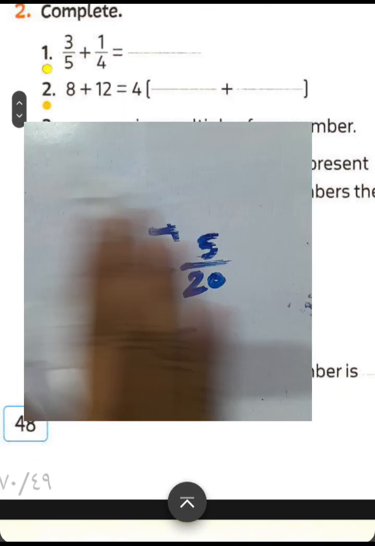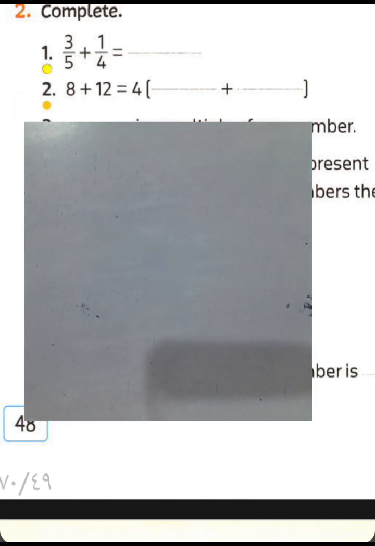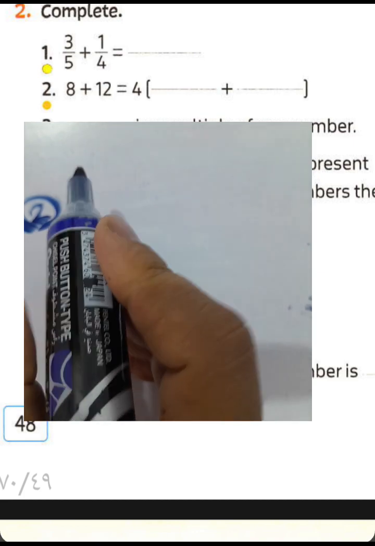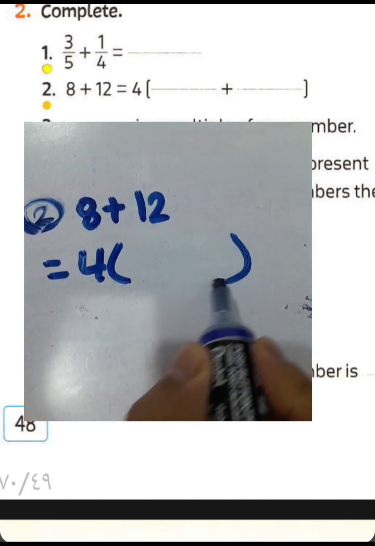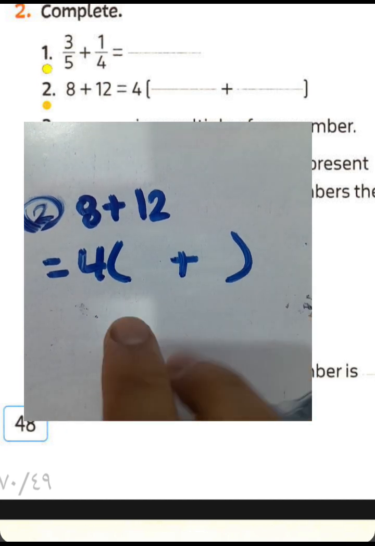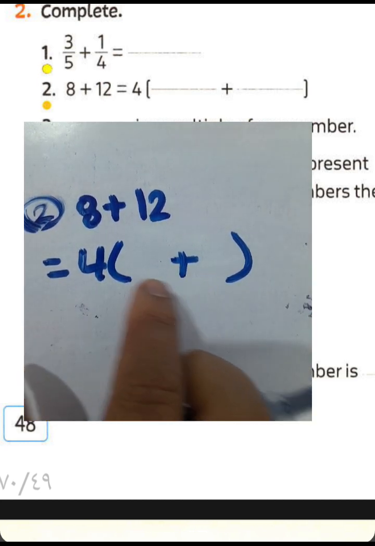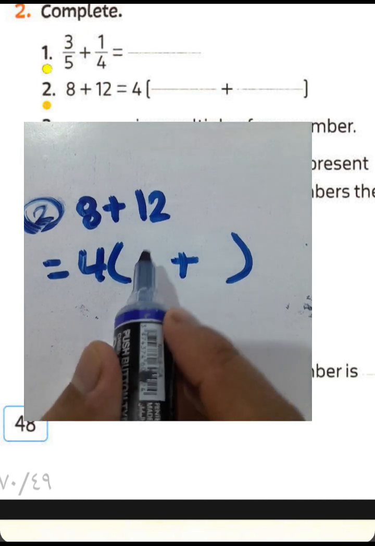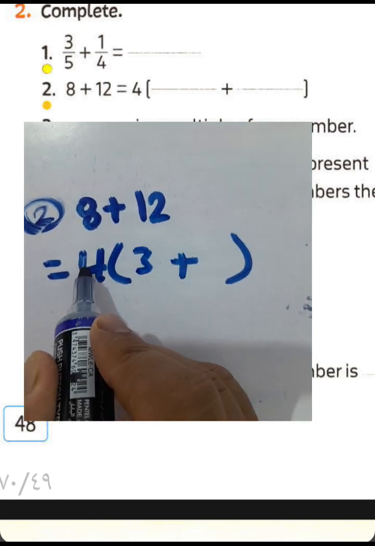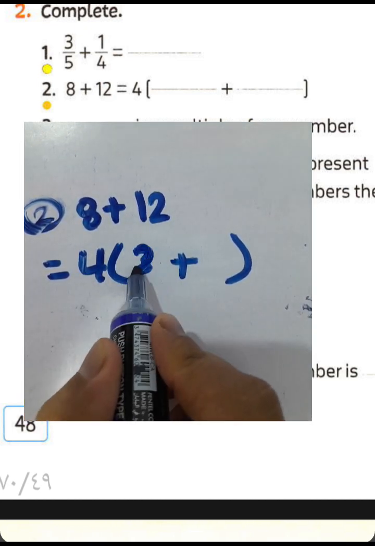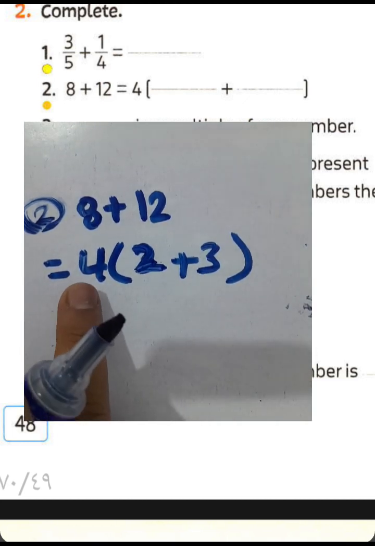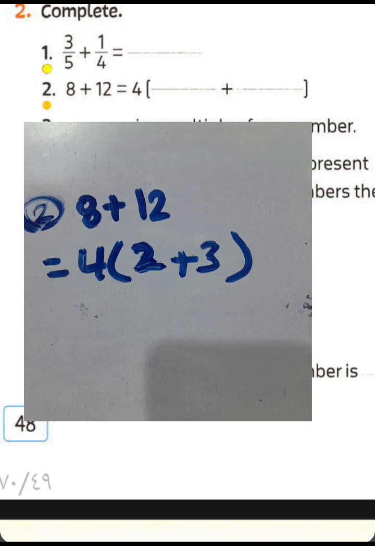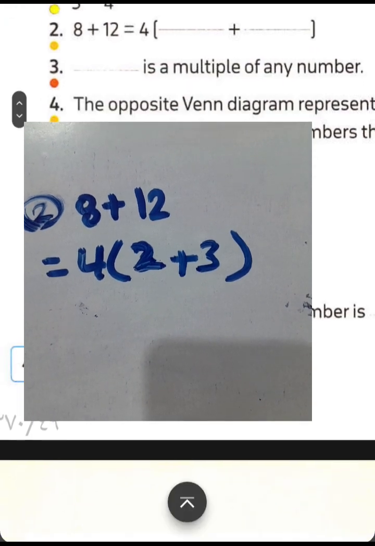Question number 2. 8 plus 12 equals 4 multiplied by what, in parentheses here. You can find the first number and second number by dividing. 8 divided by 4 equals 2. And 12 divided by 4 equals 3. Here write 4 because 4 is the greatest common factor between 8 and 12.